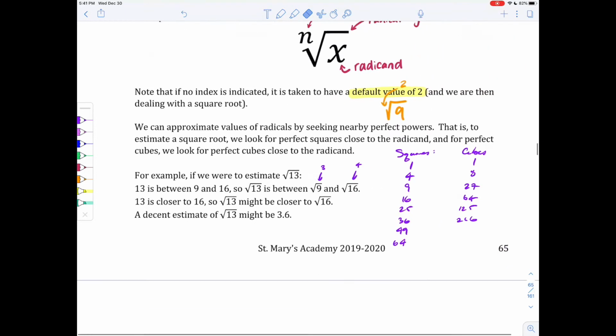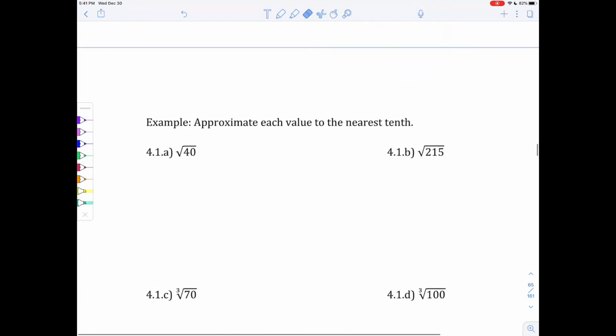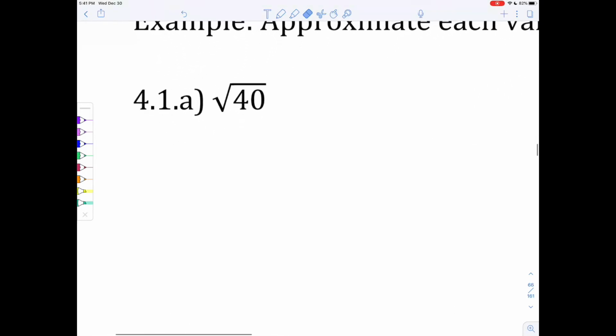All right, so we're going to take a look at this next page here, and we're going to approximate each value to the nearest tenth. So again, we're going to use that method that Mr. A mentioned before. Right now this question is asking us to approximate a square root. So we're going to find the two perfect squares that surround 40. And those two would be 36, which is just under 40, and 49, which is over 40.